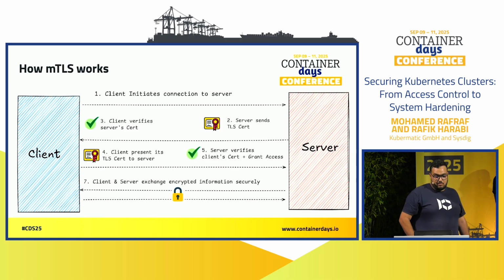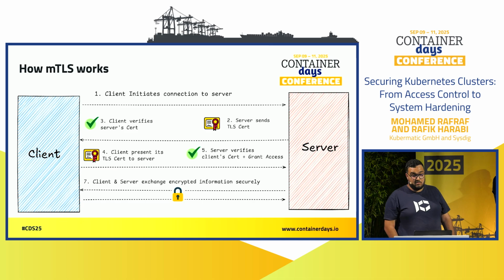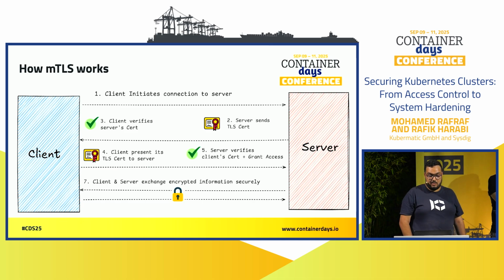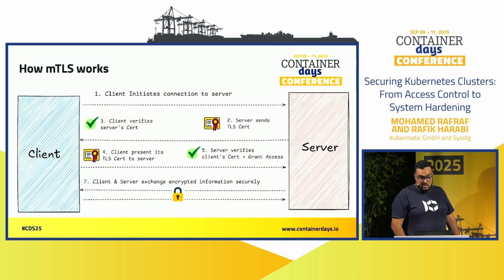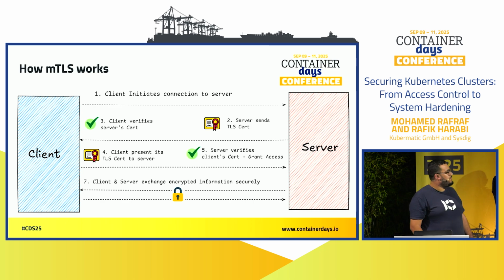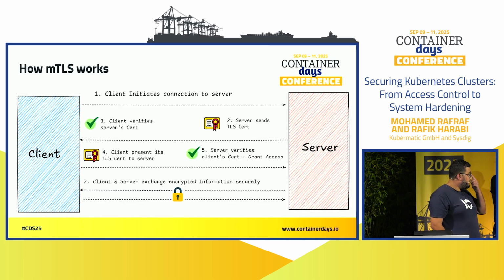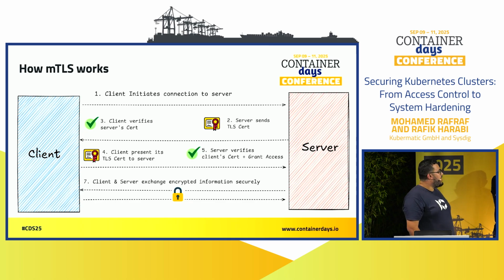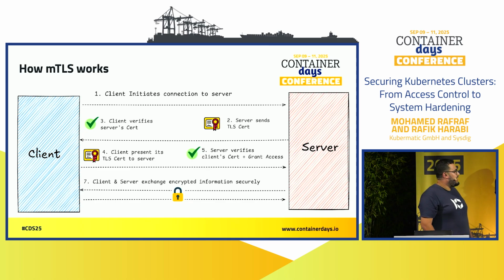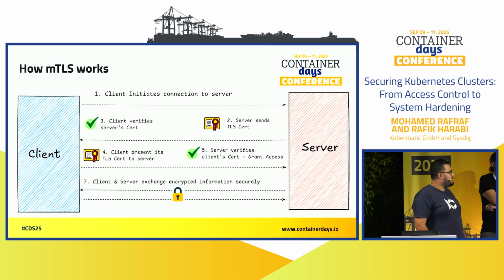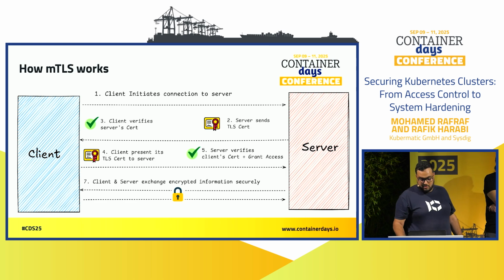So how does mTLS work? Mutual TLS requires both client and server to prove their identity through a certificate exchange. The handshake begins with the client initiating the connection, and as you can see, the server sends its TLS certificate to prove its identity, and on the other side, the client will try to verify it with a certificate authority. Next, the client will do the same by presenting its TLS certificate, and the server will also check the identity of the client. And once everything is verified, the client and the server can exchange encrypted information securely.